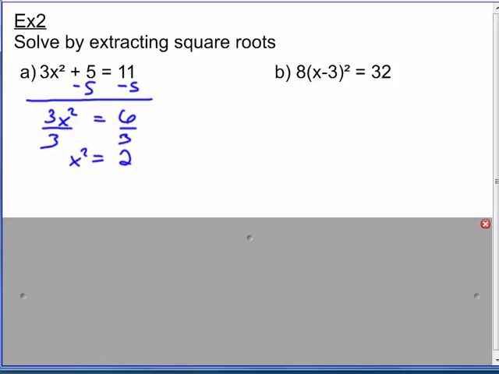Now at this point, how do I get rid of something that is squared? I take the square root. And whenever I introduce a square root into the problem, I have to put plus or minus in front of it. So I get x equals plus or minus the square root of 2.